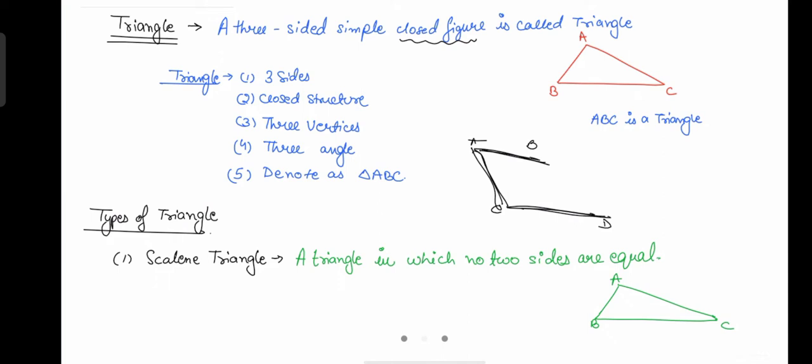What if I just close them like this? If I close them, then it is a triangle. This is a triangle, but this is not. Why? Because this is not a closed structure. It has three sides, but still it is not a triangle, because it is not a closed structure.